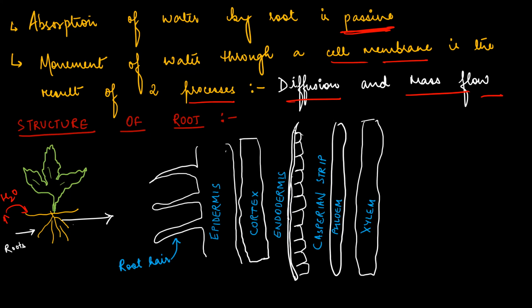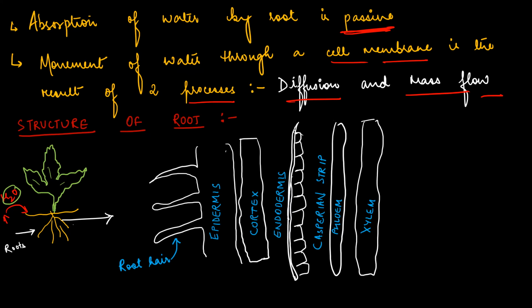This is root. So water is poured over the soil. Now these roots will absorb the water. How? By a passive process. What is a passive process? Which is along the concentration gradient. What is along the concentration gradient? That means when water moves from its higher concentration to lower concentration, we call it along the concentration gradient.